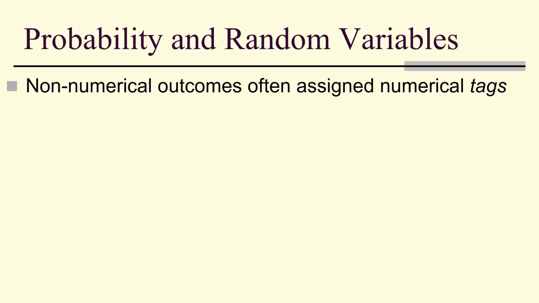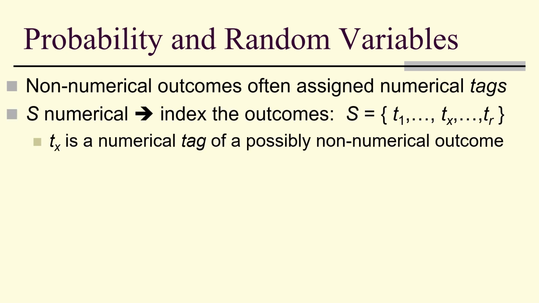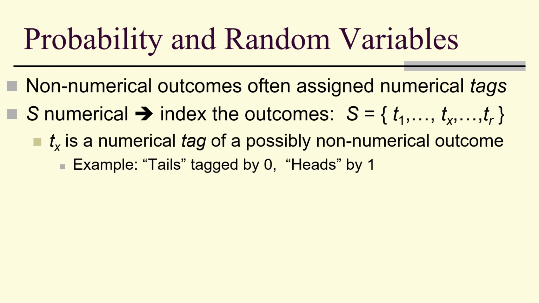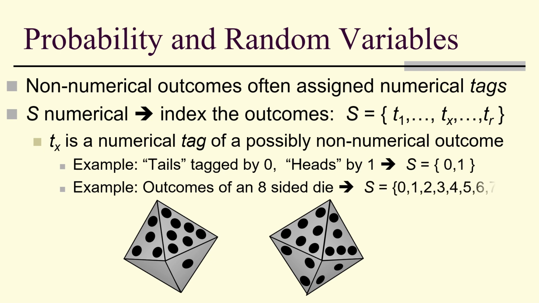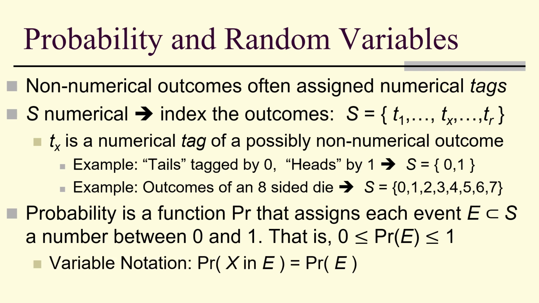So non-numerical outcomes will often be given numerical tags. So our sample spaces will be numerical. And it'll be a set of tags where T sub x denotes a numerical tag of a possibly non-numerical outcome. For example, tails is tagged by 0, heads by 1 would mean the sample space is 0, 1. For outcomes of an 8-sided die, again, we may use the numerical representation where each of these numbers is a tag for an actual outcome. Probability is a function that assigns each event, each subset, a number between 0 and 1.